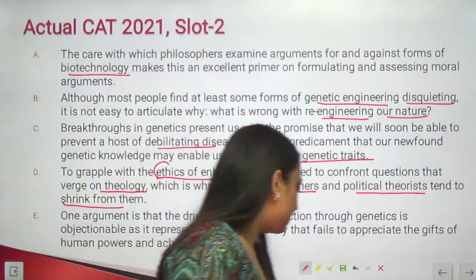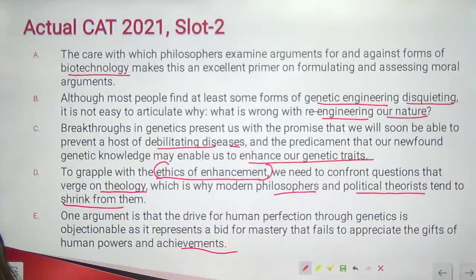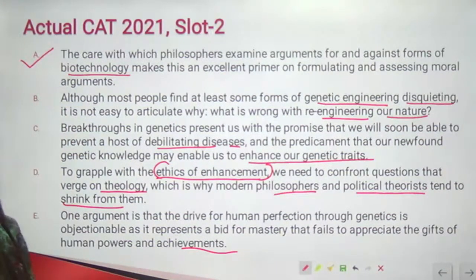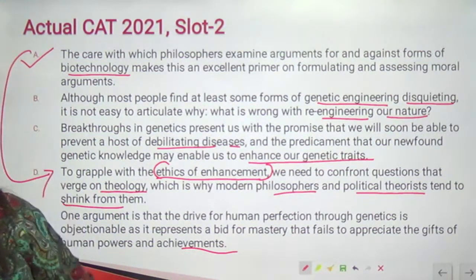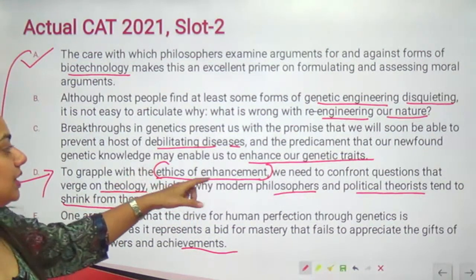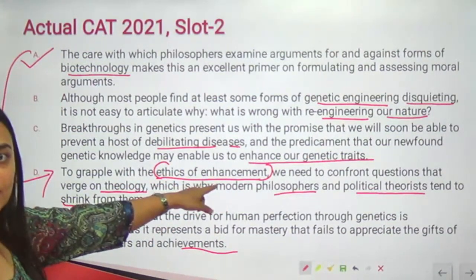Okay, I can see a response. Ritvik is saying option D. Very good, Ritvik. So you are very close, I would say. Good try, Ritvik. So the odd one out here, guys, should be A, and you were very close, Ritvik, because A is conceptually opposite to D. D says one thing, which is that the philosophers and the political theorists shrink from explaining the ethics of enhancement. So they avoid it.